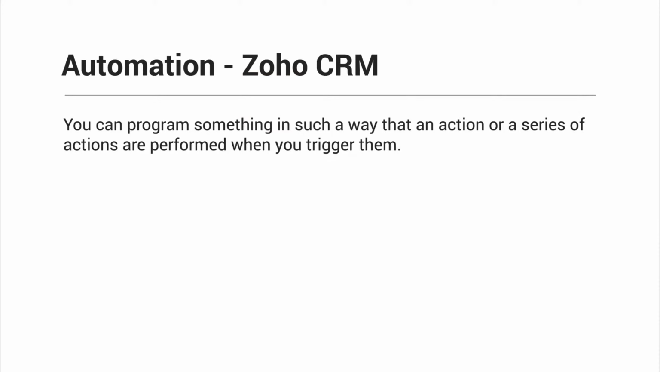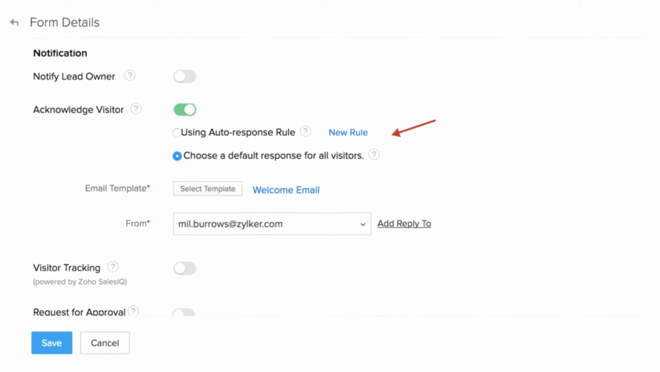Similarly, in a CRM, you can program something in such a way that an action or a series of actions are performed when you trigger them. For example, CRM can automatically send emails to your customers as soon as they submit a form on your website. So we'll look at exactly how to do this in a little while.